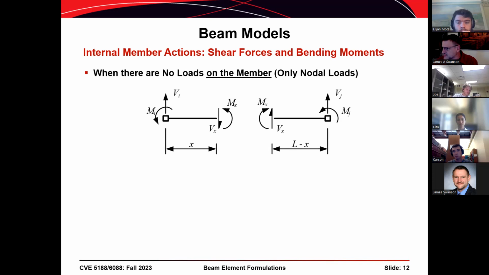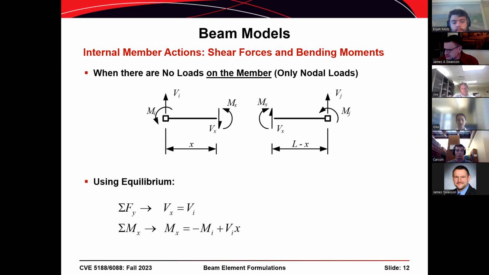All right. So when there are no loads acting on the members, when there are only loads acting at the nodal locations, this is how we can determine the internal forces. We can take that free body diagram, take the sum of the forces in the y direction, and solve for the shear at any location x, and it's equal to the shear at the first end of the member, V sub i. We can do the same thing and solve for the moment M at any location x along the length, and the moment M at location x is equal to minus M sub i, the opposite of the moment at the first end, plus V sub i times x. And based on that, we can draw shear force and bending moment diagrams.